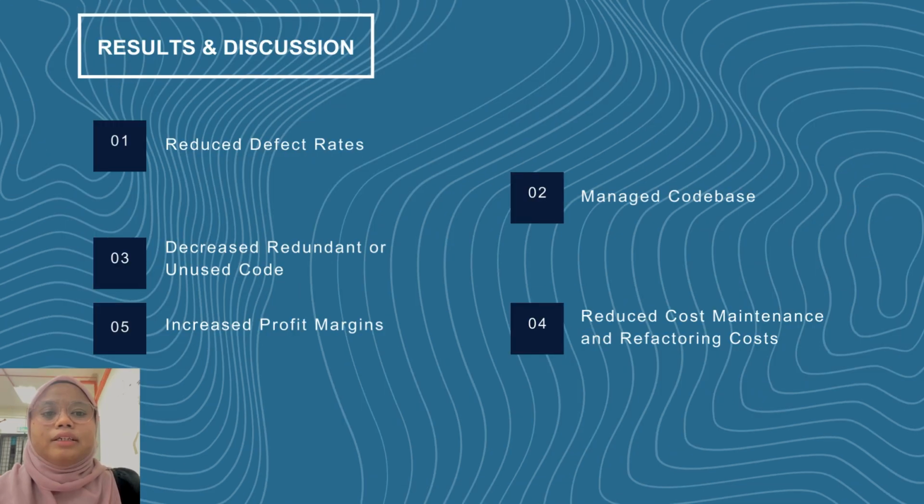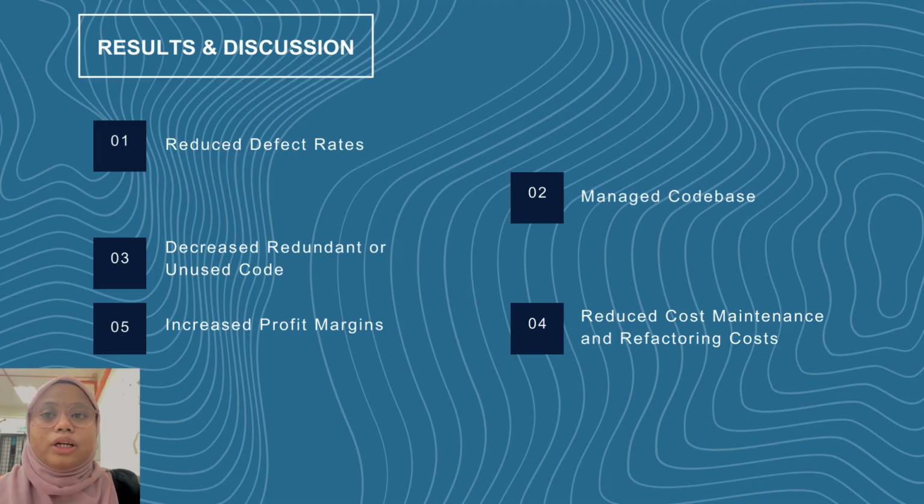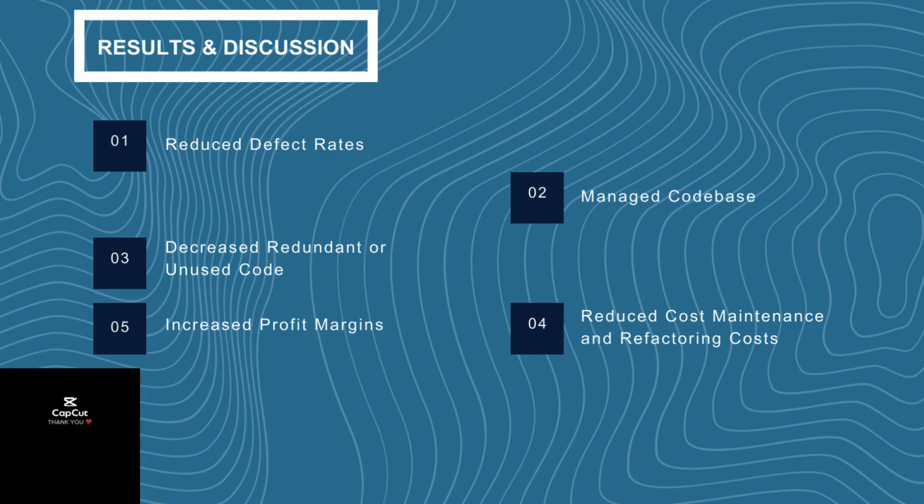And then next is the result that we get from using the Six Sigma tools and applying the MAIC as a Six Sigma methodology. We managed to reduce the defect rates, and we manage the code base that we faced before. We also decreased the redundant and unused code, and then we reduced the cost in maintenance and refactoring, and then we also increased the profit margin.